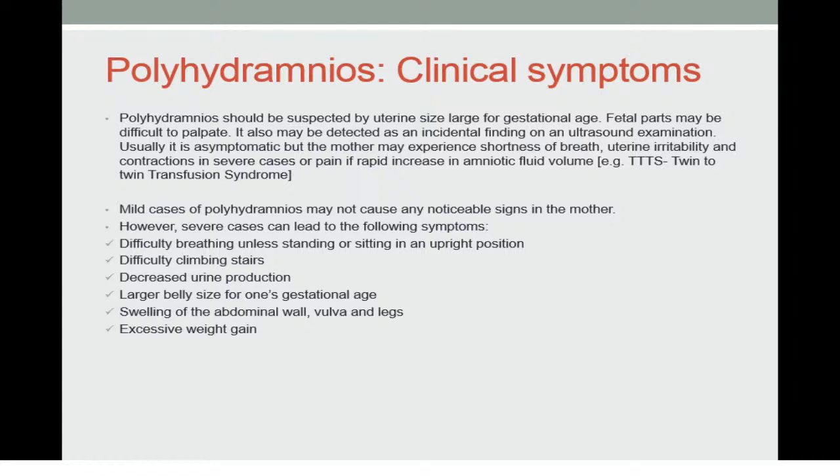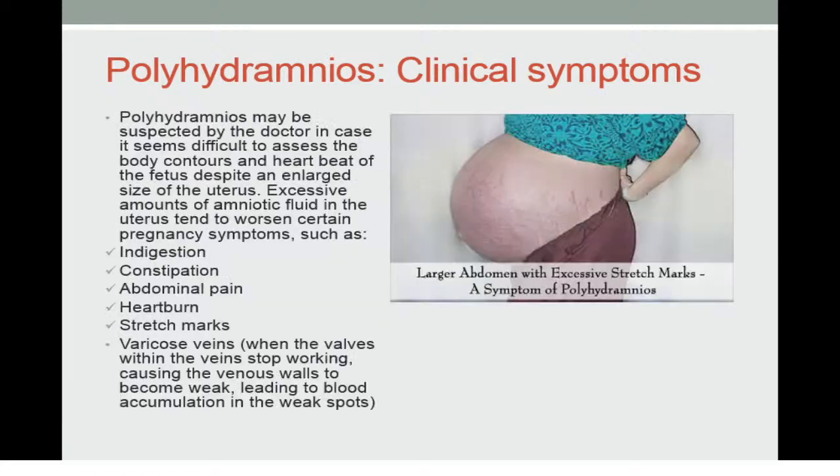Mild cases of polyhydramnios may not cause any noticeable signs in the mother. Moderate and severe cases can lead to the following symptoms: difficulty breathing unless standing or sitting in an upright position, difficulty climbing stairs, decreased urine production, larger belly size for one's gestational age, swelling of the abdominal wall, vulva and legs, excessive weight gain, as I already told, frog's-like abdomen, and the wave-like symptom in percussion.